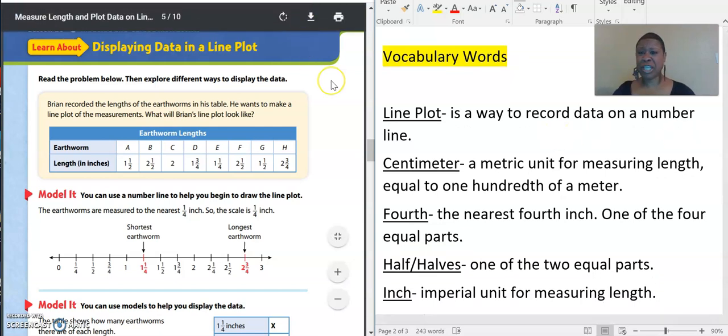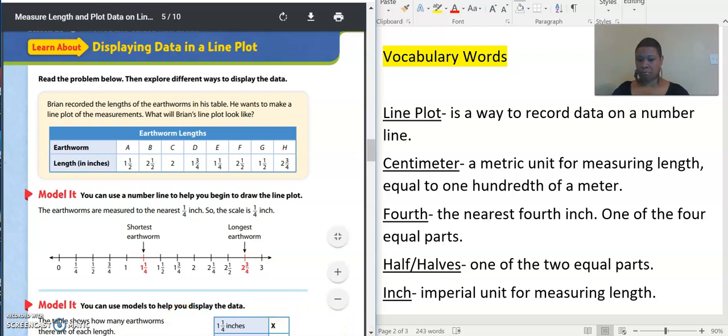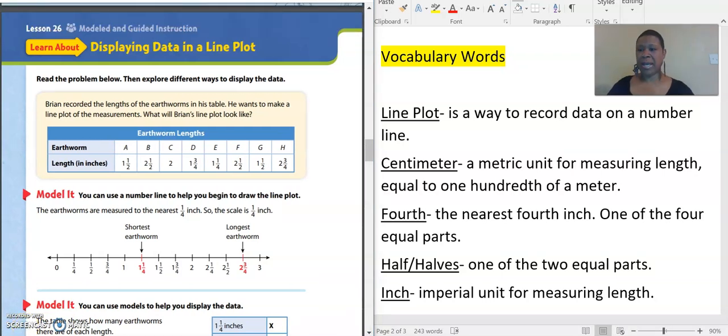Okay, let's jump right over here and see how we're going to display some of the data on a line plot. We're going to read the problem below, then explore the different ways to display the data. Okay, so here's the question. Brian recorded the lengths of an earthworm in his table, and he wants to make a line plot of measurements. What will Brian's line plot look like?